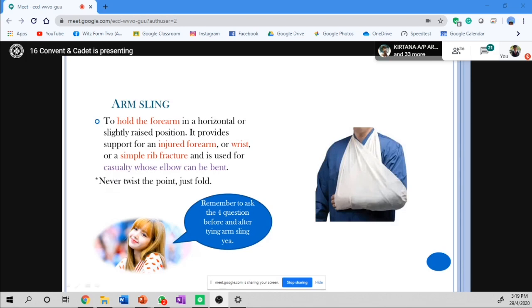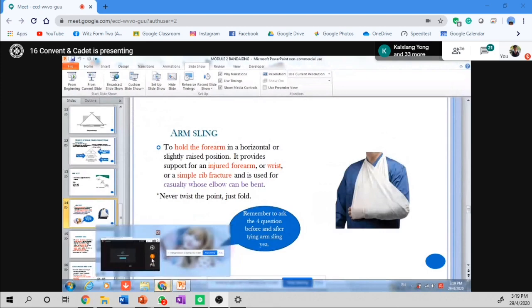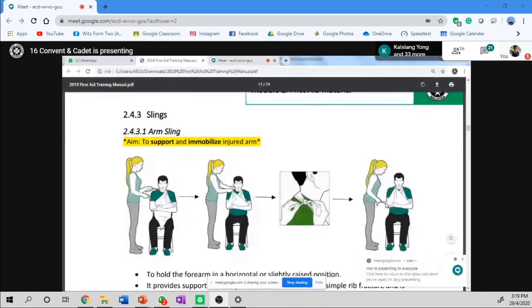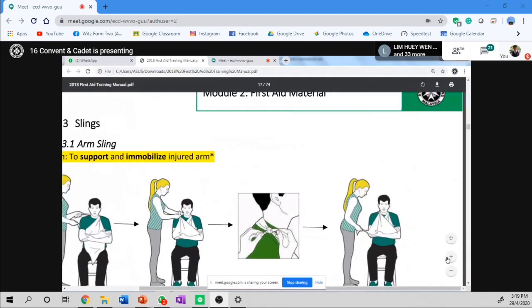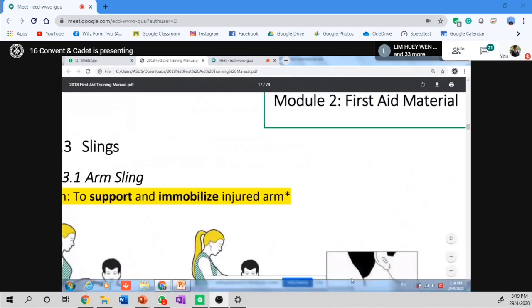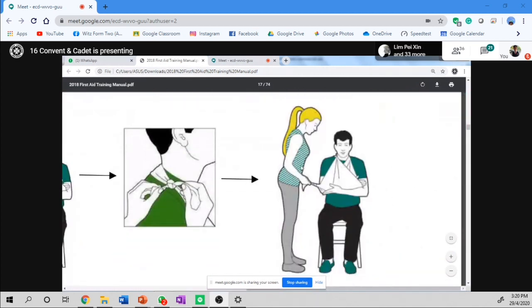Remember when you perform an arm sling or elevation sling, please don't twist the point. Please don't twist the point means, let me show you the manual. As you guys can see here, never twist the point. As you can see the girl here, the fella twists the point.